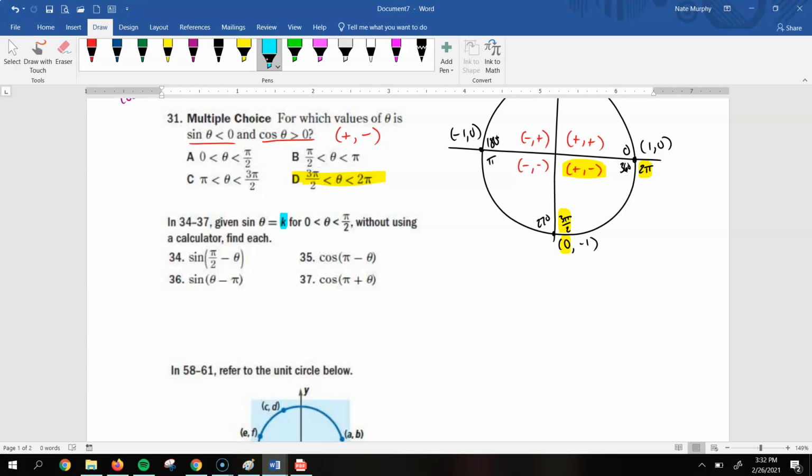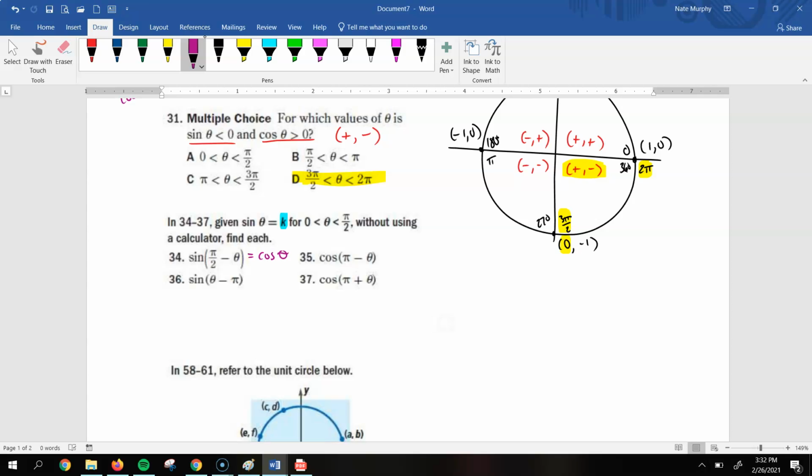So let's figure out what the sine of pi over 2 minus theta would be. Well, that's going to be the complements theorem. The complements theorem tells us that when we have the sine of pi over 2 minus theta, it's equal to the cosine of theta.